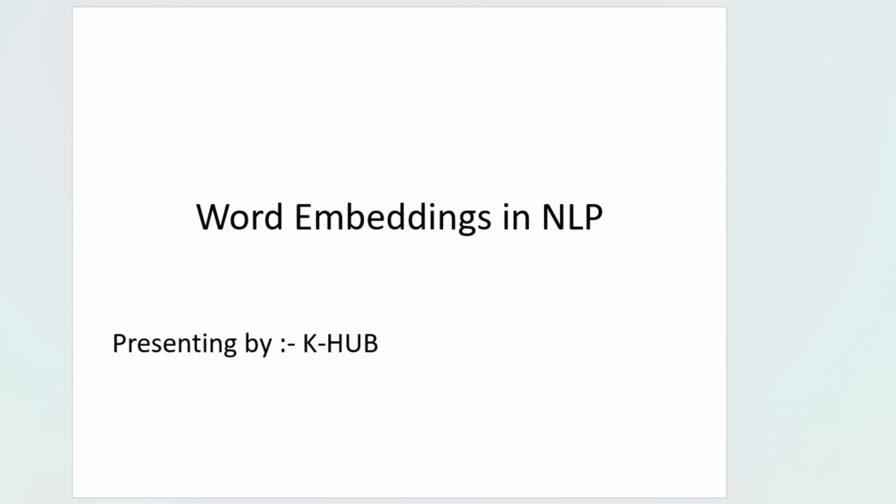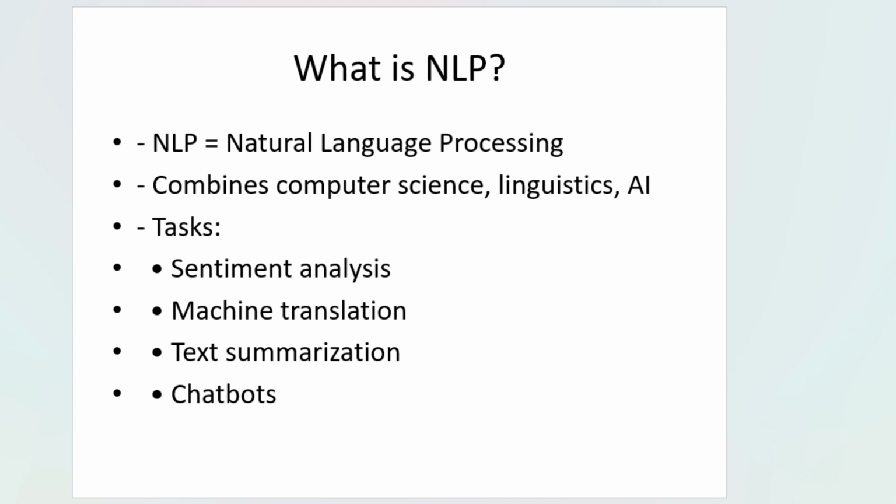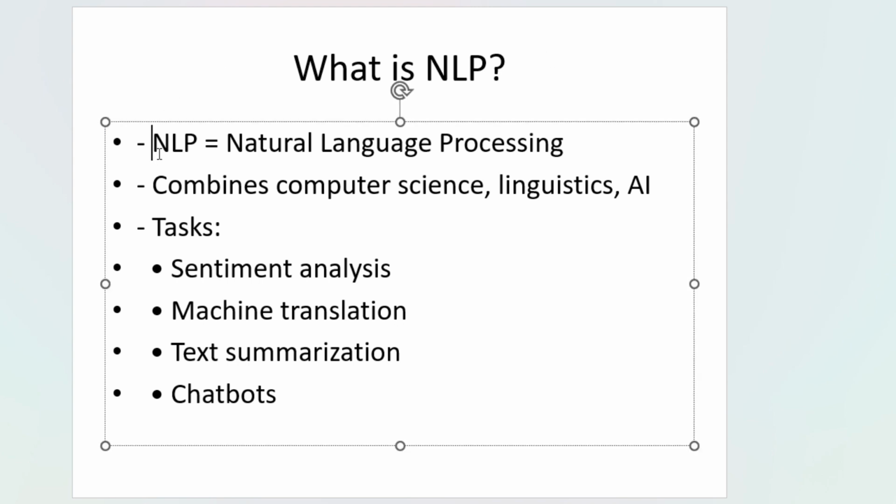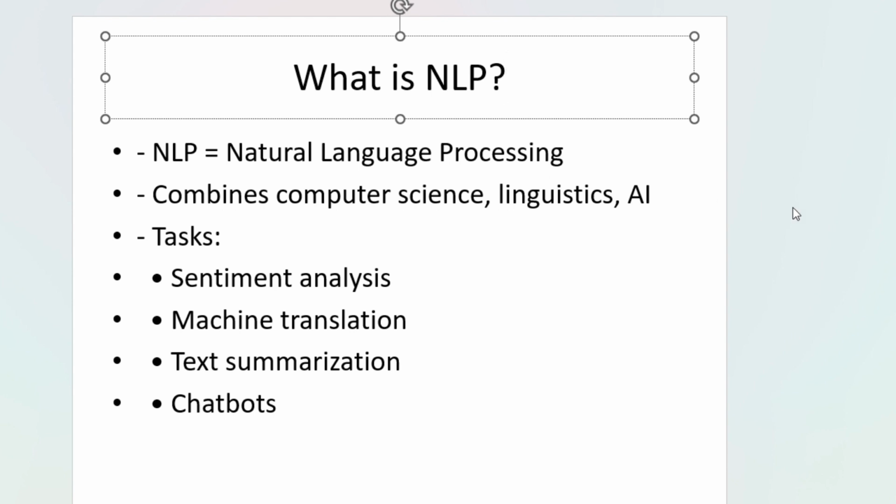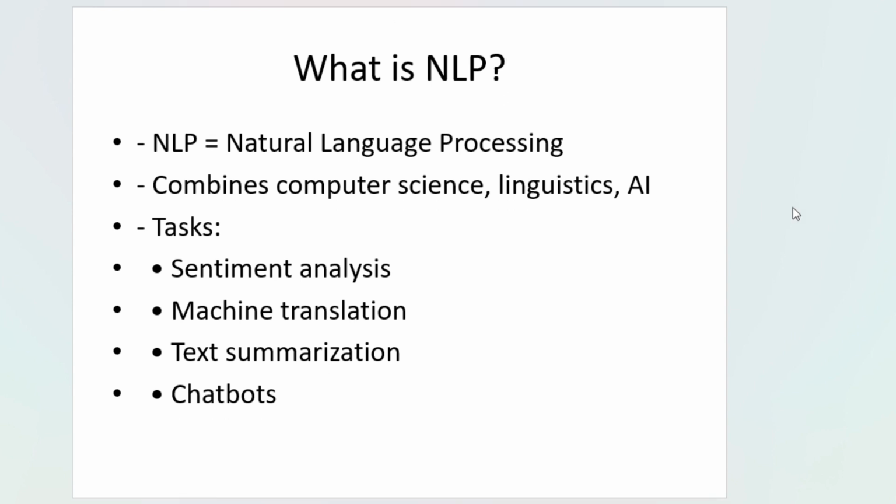Let us discuss word embeddings in NLP. So, first of all, what is NLP? NLP stands for Natural Language Processing. Actually, NLP is a branch of artificial intelligence which is used by a computer or a machine to understand or process human languages. So, by using NLP, we can process Hindi, English, or convert those languages so that they can be understood by machines or computers.